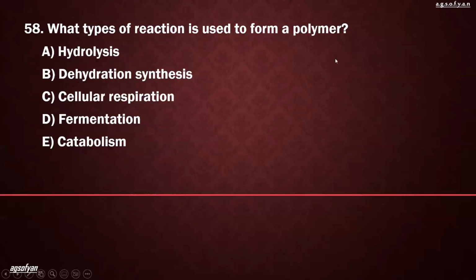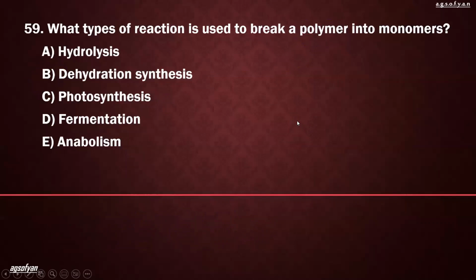What type of reaction is used to form a polymer? If you make proteins from amino acids, you have to take water out. To make a polymer, you have to take water out of the reaction. Now, what do you call that process? Fermentation? No, taking water out. Dehydration synthesis. What happens if you take water out? It becomes dehydrated, right? So making a polymer is always dehydration synthesis. How to make protein? Dehydration synthesis. How to make oil? Dehydration synthesis of fatty acids. How to make DNA? Dehydration of nucleotides. How to make polysaccharide? Dehydration of monosaccharides.